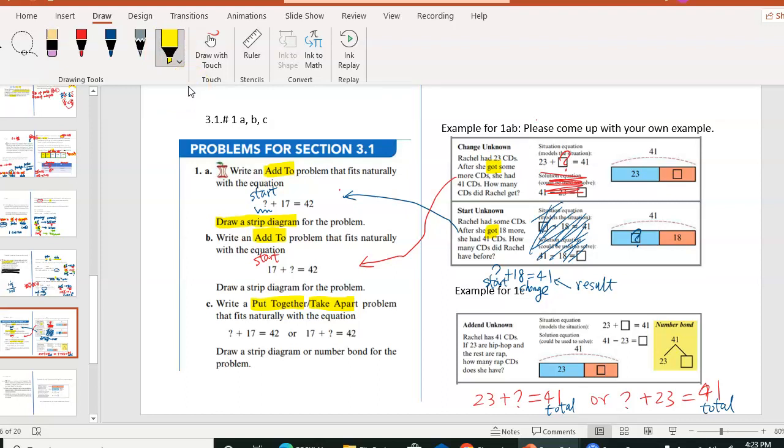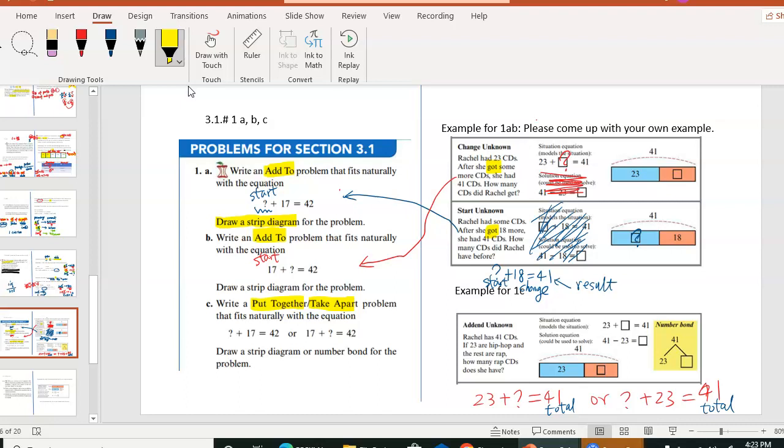So what type of questions are put together? You must use two different categories, like hip hop and rap, or maybe green apples and red apples, or different category things. But you cannot use words like we did for 1A and B, such as got some more. Once you use the word got, it's called an add to problem or a change problem. It's not going to be put together and take apart. Again, these two look like different questions, but both of them can be solved by either addition or subtraction. But we do need to make sure our students can solve different types of problems.